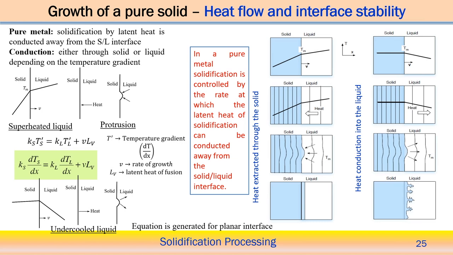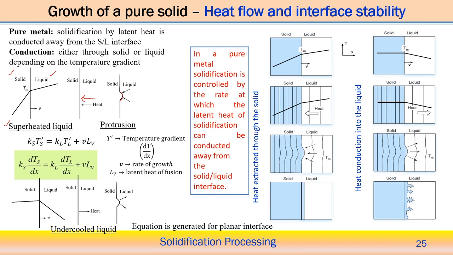For example, in the first case we consider the superheated liquid. This is the liquid phase and the solid phase. In the superheated liquid, you can see that in the solid phase the temperature gradient slope is much more as compared to the liquid phase. So the heat will be extracted, moving in this particular direction towards the liquid, and a protrusion, a small bump, will be created here, and the solid will try to grow on this protrusion.